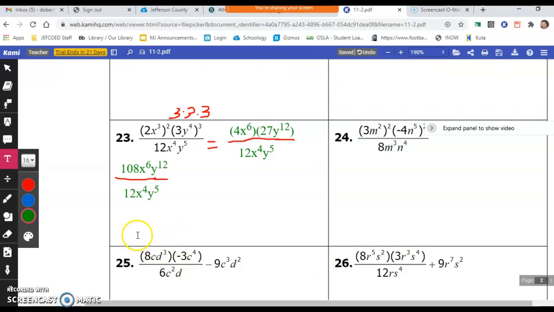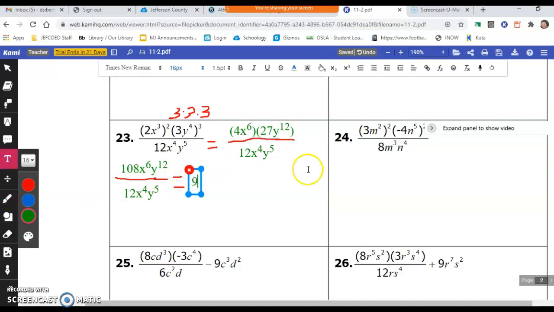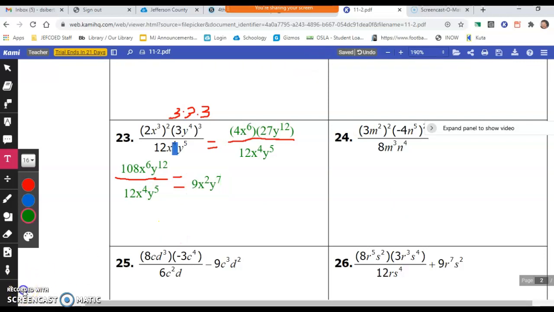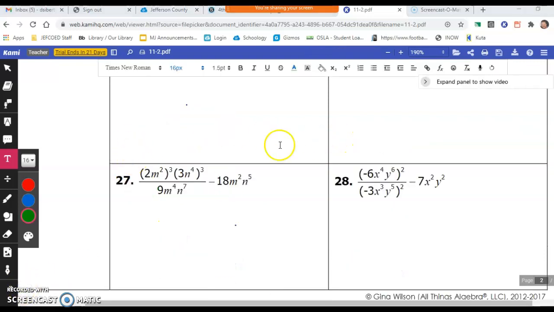All right, here, quotient rule, 108 divided by 12. It's going to be what? 9. X to the what? X squared. And y to the 7. Okay. All right. So we've been talking about, guys, adding all these rules together into one expression.